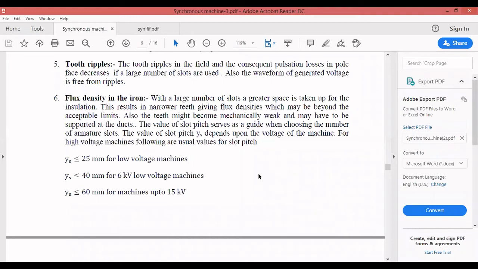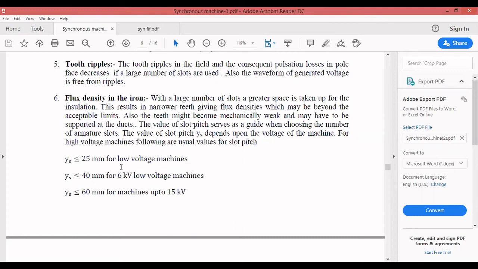To avoid this problem, you should avoid narrow teeth, so you have to select a slot pitch. If the teeth width becomes narrower, then definitely the flux density will go beyond the acceptable limit. That has to be avoided. If flux density is high in the air gap, then your stator core lamination will reach saturation as soon as possible. That should not happen. So what should be the slot pitch? The number of stator slots depends upon the slot pitch.